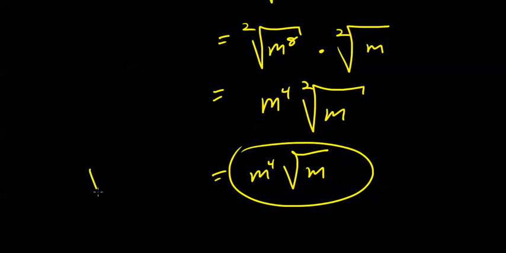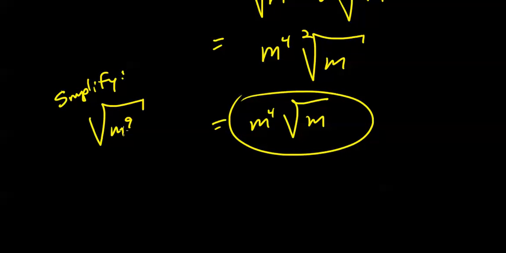I'm going to write the original problem down here. It's lost upstream. So if I'm asked to simplify the square root of m to the ninth, this would be your final return.